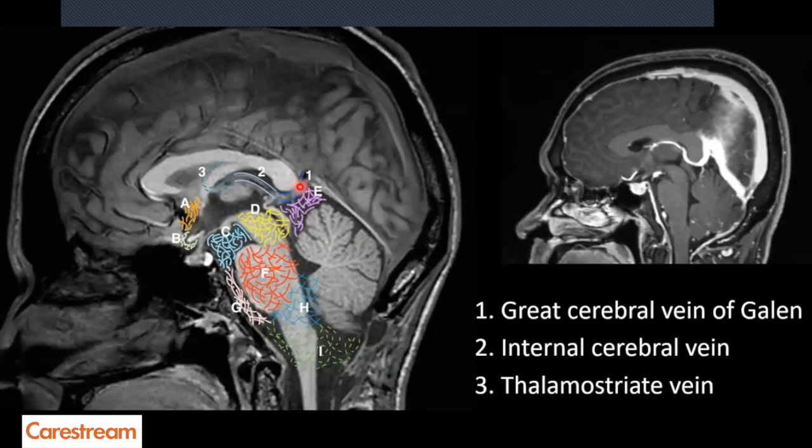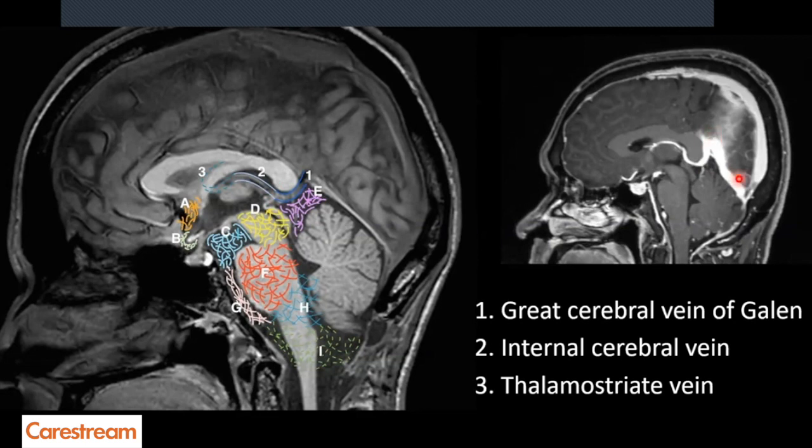So the one which is marked here is the area of great cerebral vein of Galen. Just along the splenium of corpus callosum, going ahead is the area of internal cerebral vein, and then the thalamostriate veins. So this is a venous post contrast image which is showing the same clearly.